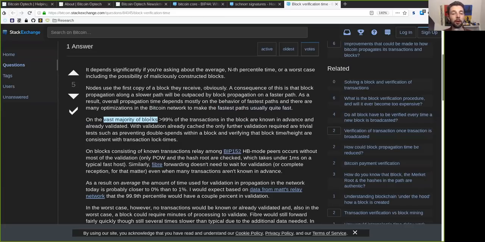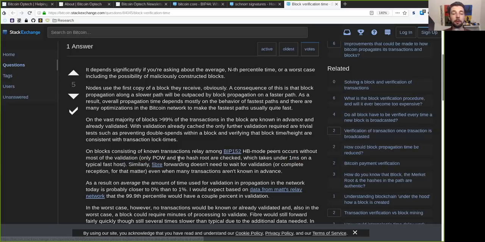On the vast majority of blocks, that is, larger than 99% of the transactions in the block are known in advance and already validated. With validation already cached, the only further validation required are trivial tests, such as preventing double spends within a block and verifying that block time and height are consistent with the transaction time locks. On blocks consisting of known transactions, relay among BIP-152 HB mode peers occurs without most of the validation. Only proof of work and the hash root are checked, which takes under 1 millisecond on a typical fast host.